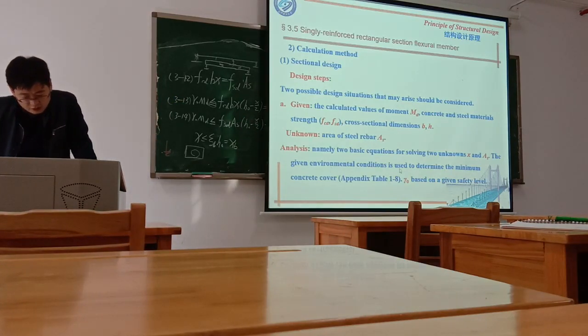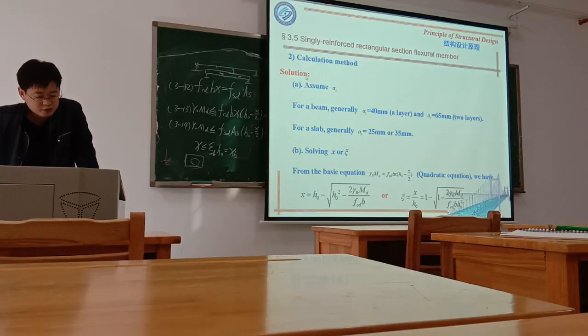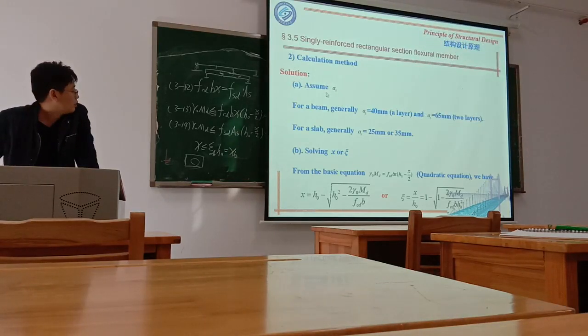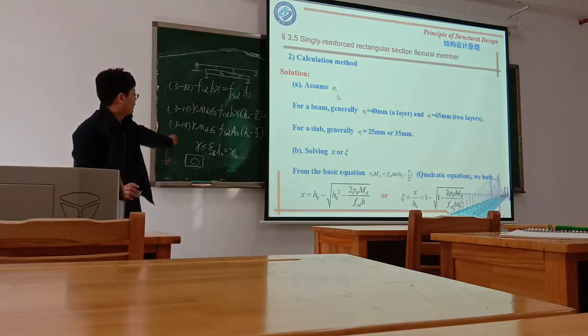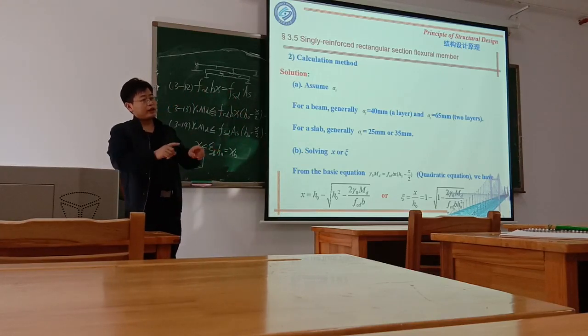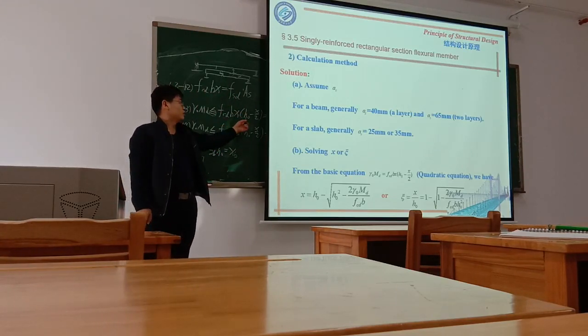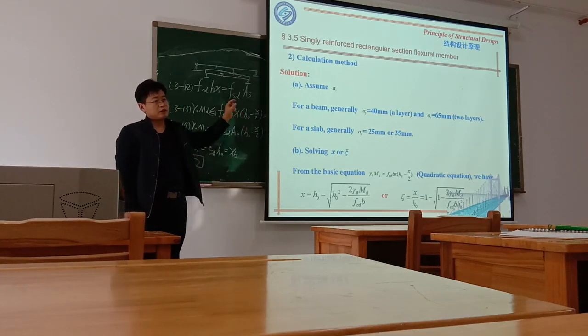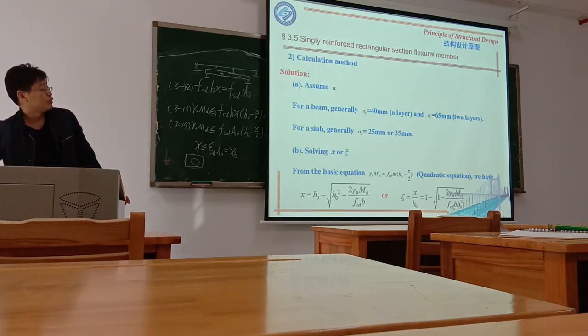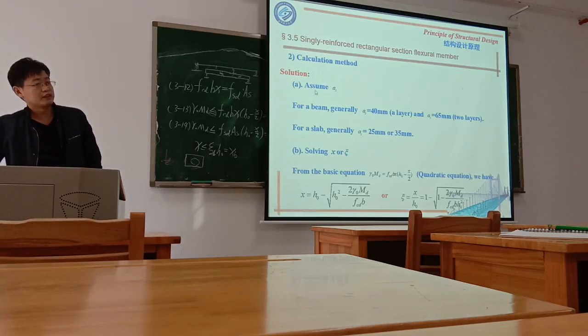So the given environment condition is used to determine the medium cover thickness. And the gamma 0 is based on this. If you do this solution, the first step is you need to assume AS, because in this formula, H0 is also engaged. That means AS you don't know yet. So before your calculation, the first step is you need to assume one AS.